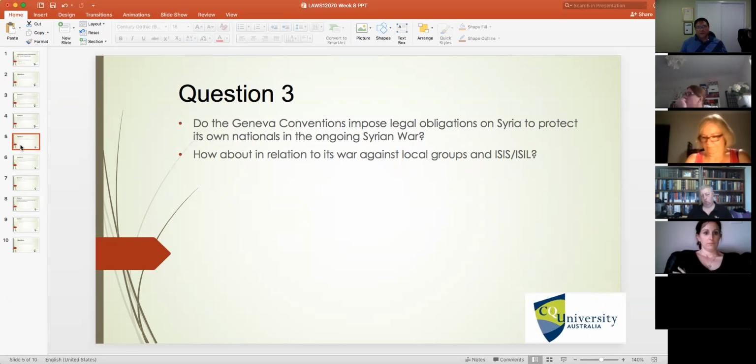So let's look at this question. Do the Geneva Conventions impose legal obligations on Syria to protect its own nationals in the ongoing civil war, the war in Syria? Hopefully you're familiar with what's going on in Syria, right? You have to think about this carefully, though, because there are two aspects to the question. One, is there an international armed conflict in Syria? The second question is, is there a non-international armed conflict in Syria? Because if either of those conditions apply, then international humanitarian law will have to come in.